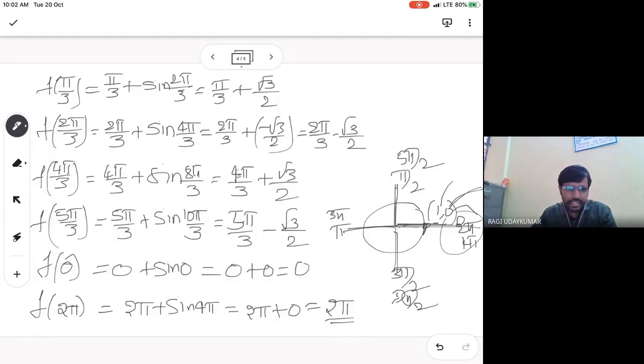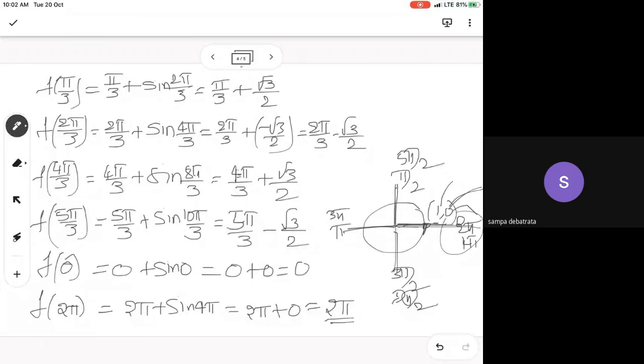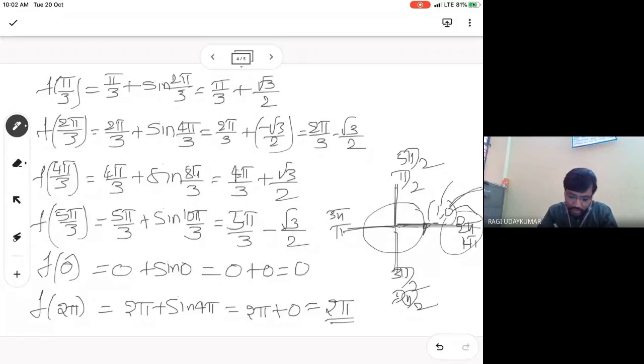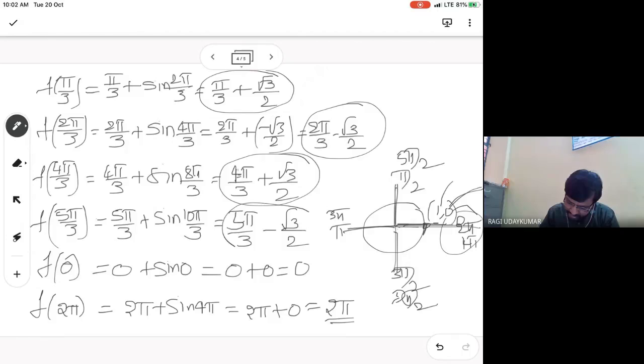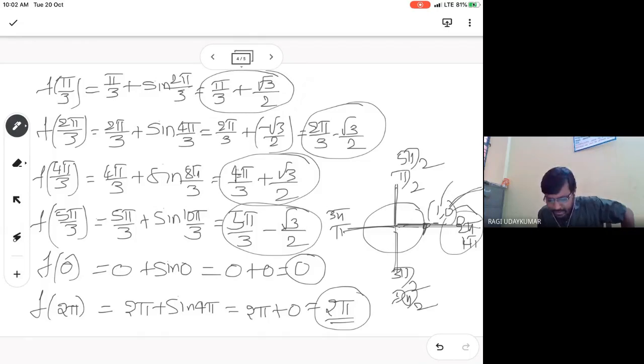Now in all this, which is maximum? Can anyone say? Sir, please repeat the question once more. What is the maximum value in all these? In this one there is a value, I am circling it. This is a value. This is a value. This is a value. This is a value. This is a value. This is a value. The circled question means: what is the maximum value?